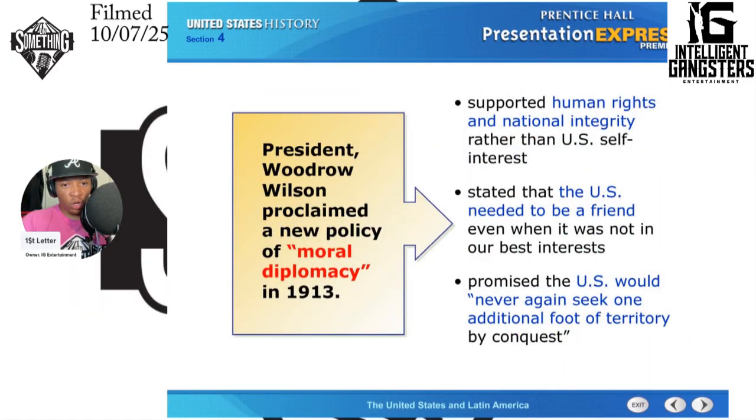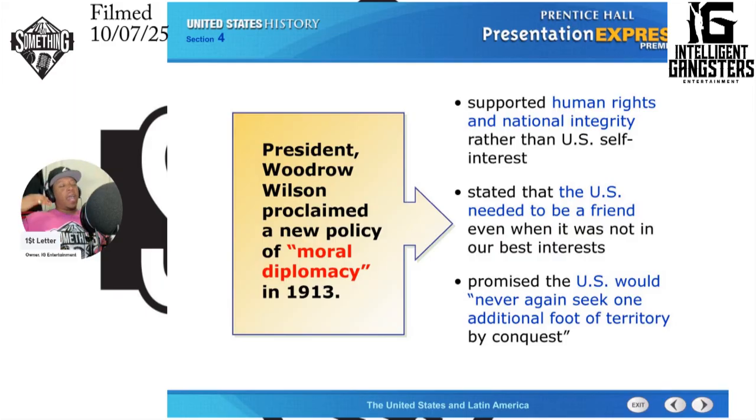It says President Woodrow Wilson proclaimed a new policy of moral diplomacy in 1913. I don't know why that comma is in there, but whoever made this slide messed up, okay? But his policy supported human rights and national integrity rather than U.S. self-interest. He stated that the U.S. needed to be a friend, even when it was not in our best interests. Okay. He promised the U.S. would never again seek one additional foot of territory by conquest.